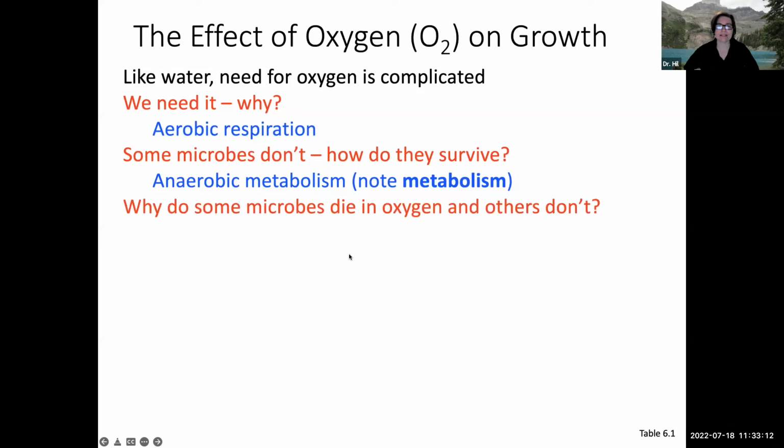Okay, now this is a separate question. Why do some microbes die in oxygen? There are some organisms that not only don't need oxygen, but actually can't tolerate oxygen. So what's the difference between the ones that can live in oxygen and ones that can't?